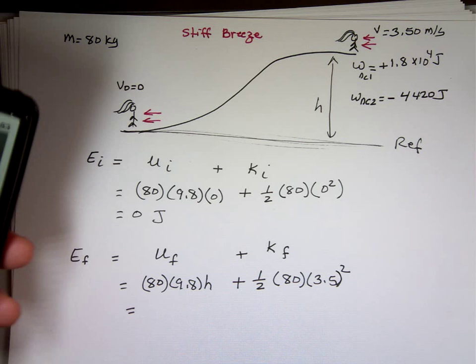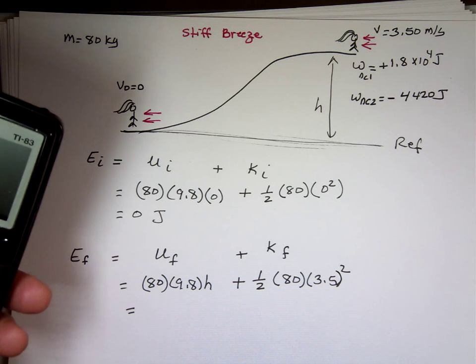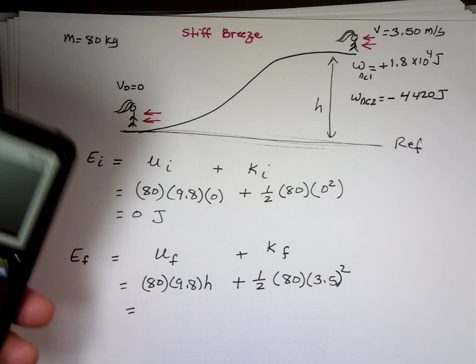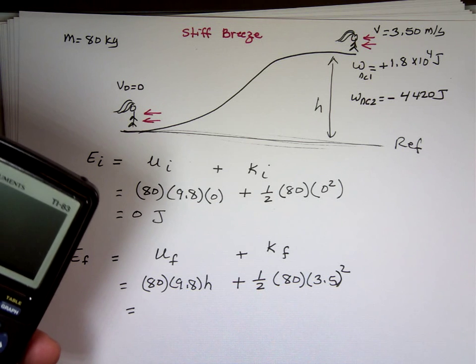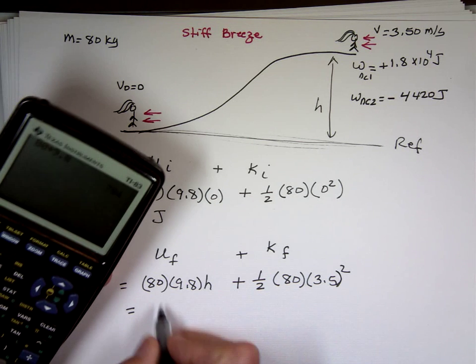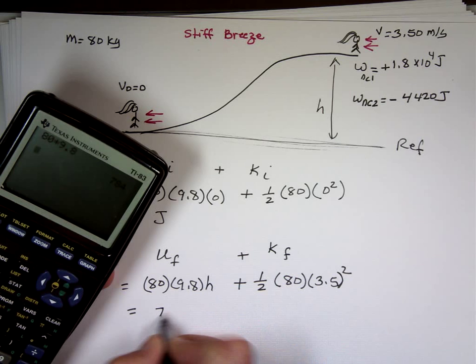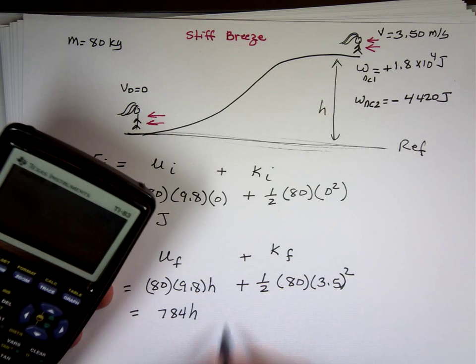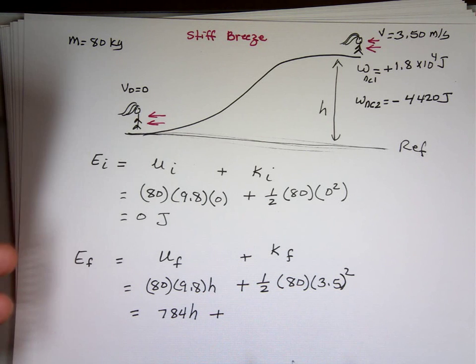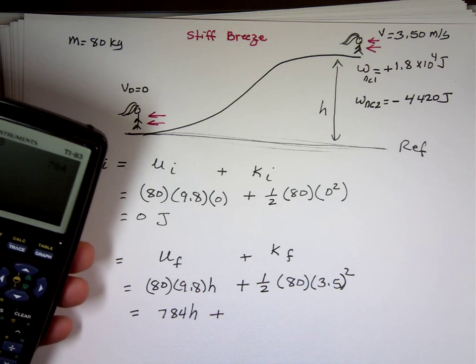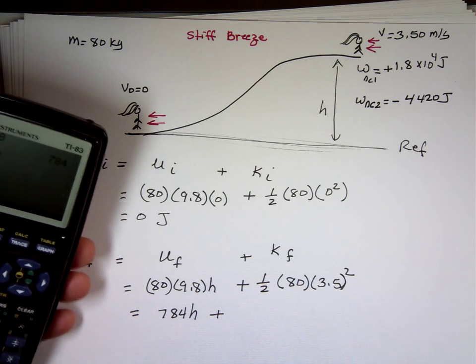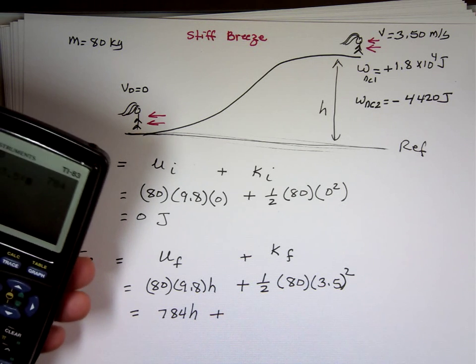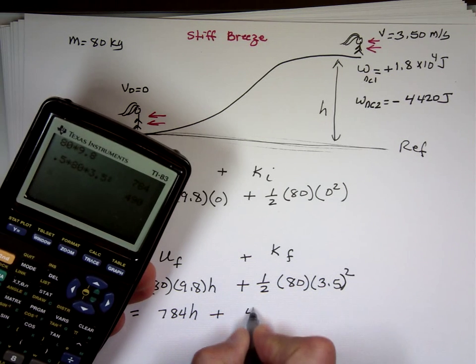80 times 9.8. It's actually 784H plus 0.5 times 80 times 3.5 squared, which is 490.